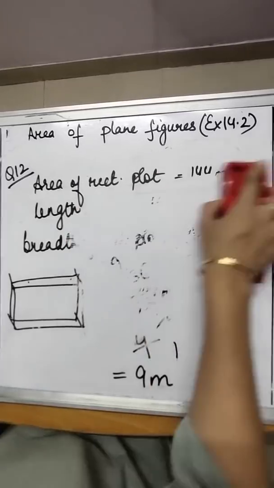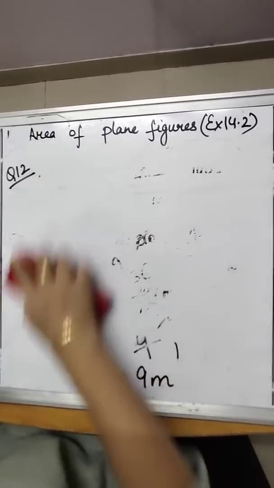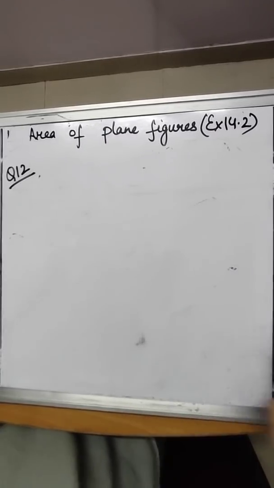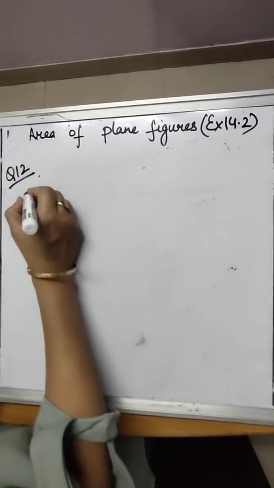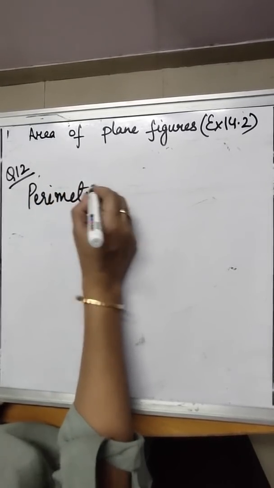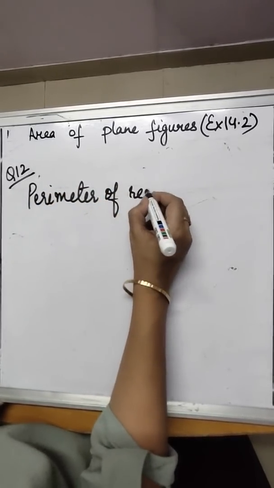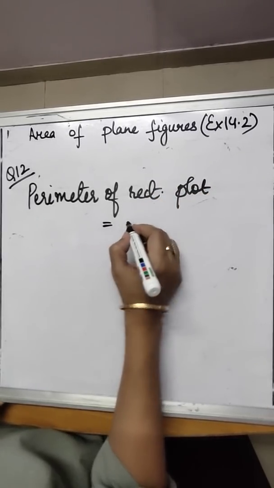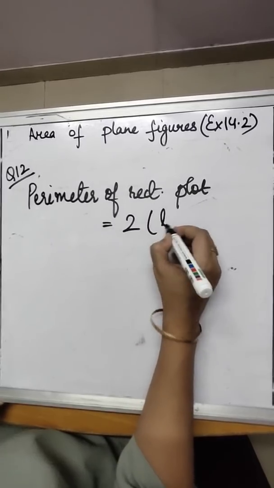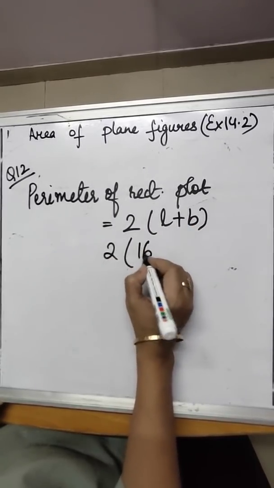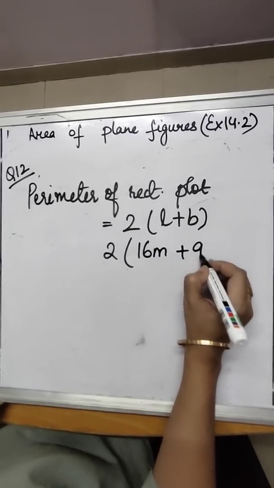So now the second part says to find out the cost of fencing, which says that it covers only the boundary. We have to now find out perimeter of the rectangular plot. So what will be the perimeter? Perimeter is twice L plus B. So 2 times 16 meter and 9 meter.